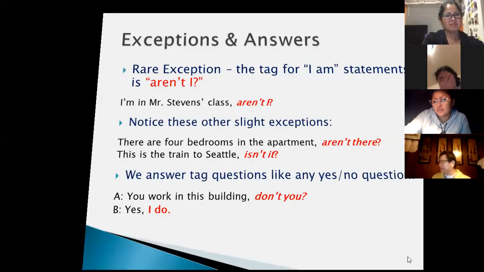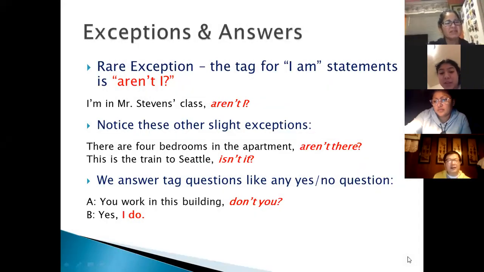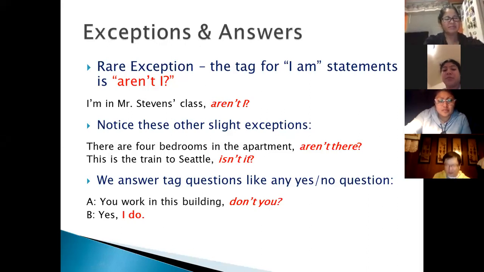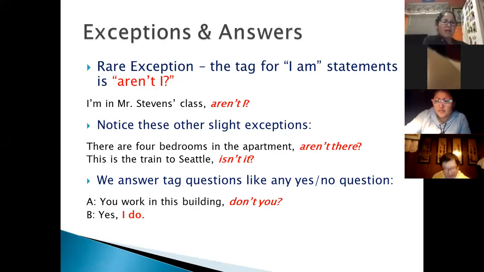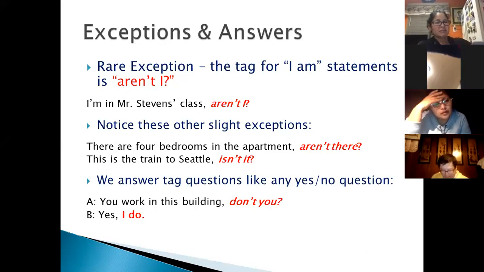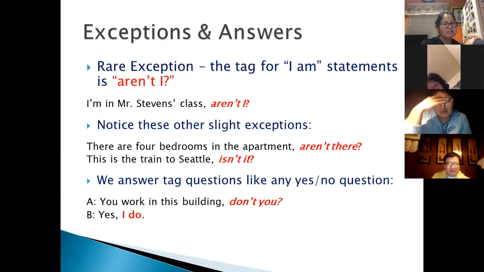Can everybody see the presentation? Yes. Exceptions and answers. When somebody asks you a tag question, sometimes people get confused. Here's a rare exception. The tag for I am statements is aren't I, right? Because we don't have a negative contraction for I'm not, so you're going to say instead, aren't I? It looks weird to say aren't I, but it's correct.